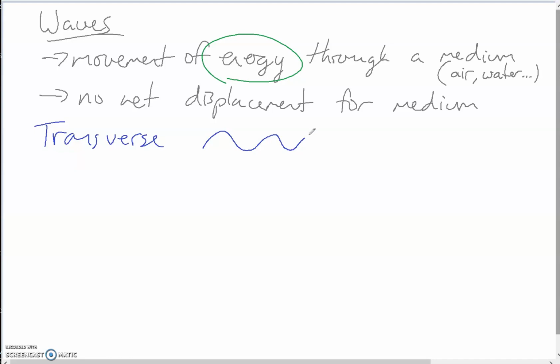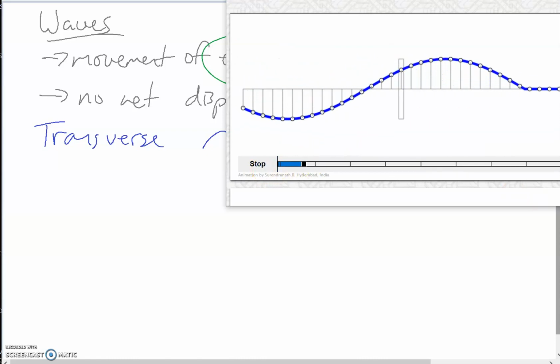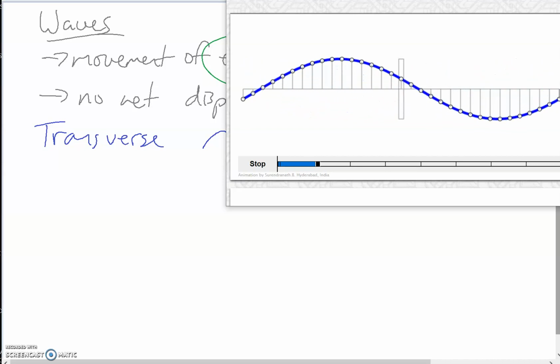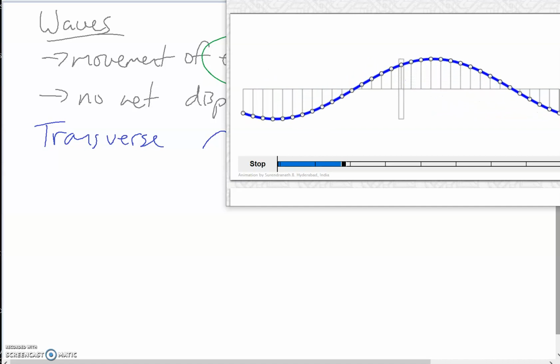Okay, so we have a transverse wave, and that's what it looks like. So we're going to use a little simulation here to get an idea. So here's a transverse wave. This is what most people think of when they think about waves anyway, but here's a nice transverse wave. Okay, so you have the little white things. Those are like the particles.